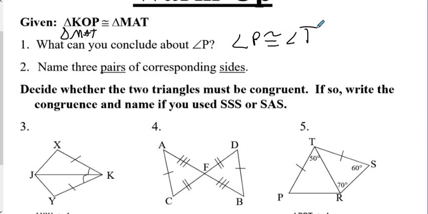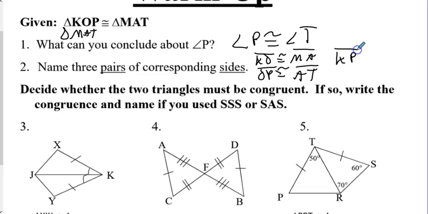Well, KO is congruent to MA. OP is congruent to AT. And KP is congruent to MT. And remember, I just look at this and say KO, MA, OP, AT, KP, MT. That's simple. If you line them up, it makes your life so much easier doing this.